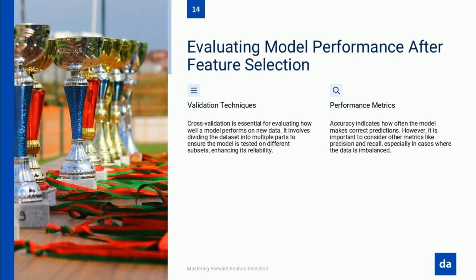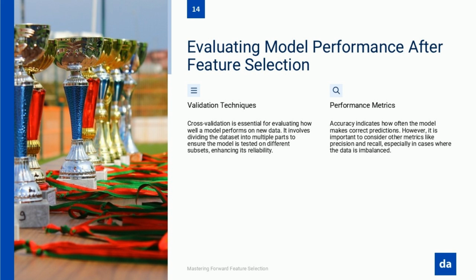Finally, we need cross-validation. Instead of testing the model on a single dataset split, we divide the data into multiple parts, training and testing on different subsets. This makes sure the model isn't just memorizing a specific dataset, it's actually generalizing to new data. If a model performs well on one test set but fails on another, we've got a problem.